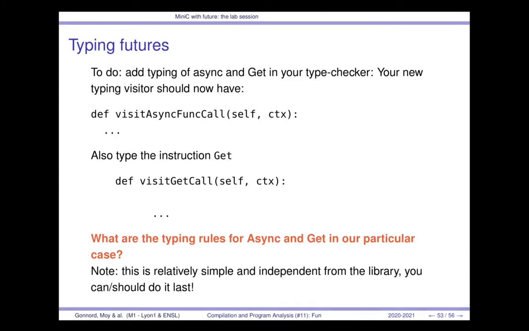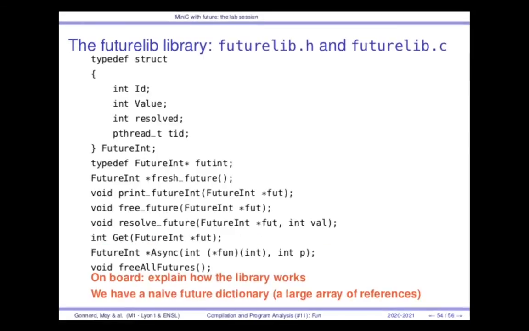And so if you think a bit about it, this step is quite simple and quite independent from the library. I strongly advise you to do it last because solving last minute problems with threads or solving problems with thread synchronization without having a lab assistant helping you might be very difficult. Writing a type checker, you've already done a couple of them, so it shouldn't be a major issue for you. So I advise you to do this last.